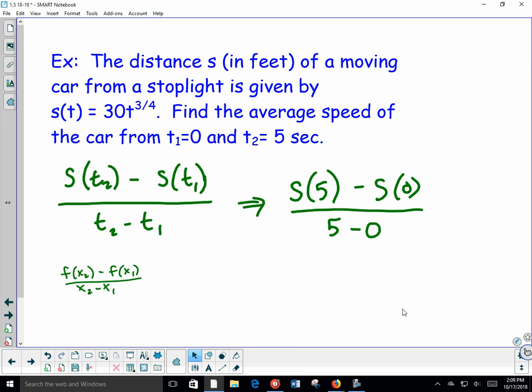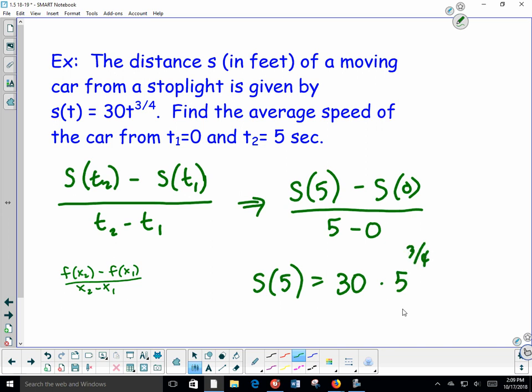And so at this point, you are getting some values for this. You reach for your calculator. What's s of 5 equal to on your calculator, Dan? It's going to equal 30 times 5 to the 3 over 4 power. Okay, so we're trying to find s of 5, so isn't that 30 times 5 to the 3/4 power? Okay, and did you get a decimal for that, or what'd you get? Yeah, it's a decimal.